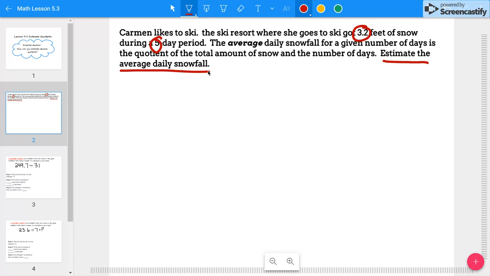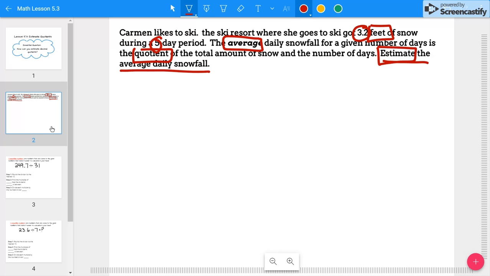B means box the keywords. I'm going to box estimate. I'm going to box quotient because that's kind of my big red flag that we're dividing. I'm going to box average. And I'm going to box feet because that is what my label will be.